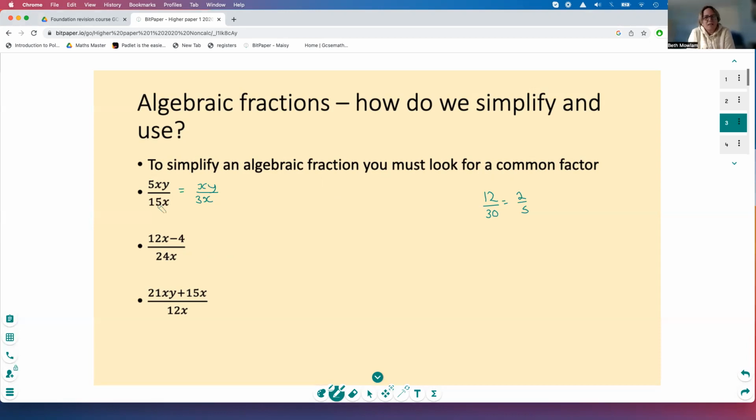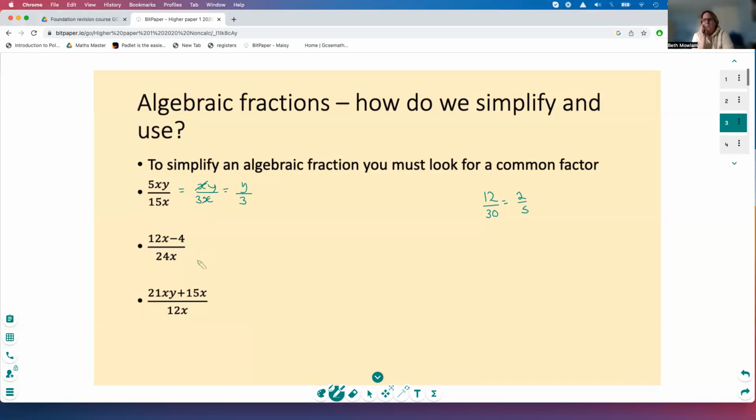So I've divided both the top and the bottom by 5. Now, if I look at that again, there's actually a higher common factor. We're always going for the highest common factor we can get, like we do in numerical fractions. There is also an x in both, so I can simplify. We say we cancel out the x, but what we're actually doing is dividing both the top and the bottom by x, which would leave us with y over 3. We can do that in one step or multiple steps, it does not matter, but you're looking for that common factor. So that first one was 5 divided by 5, divided by x.